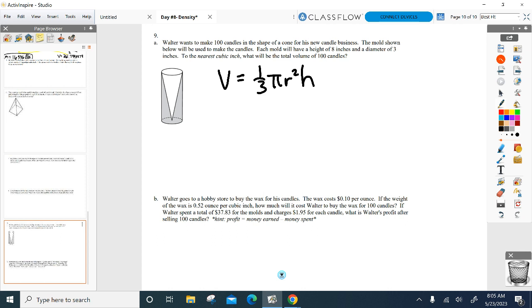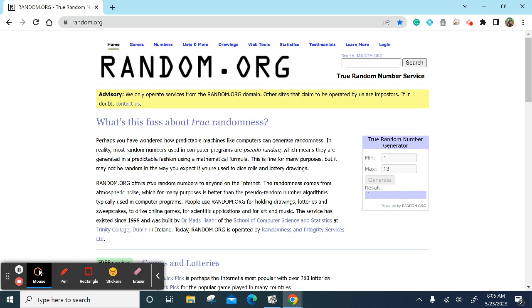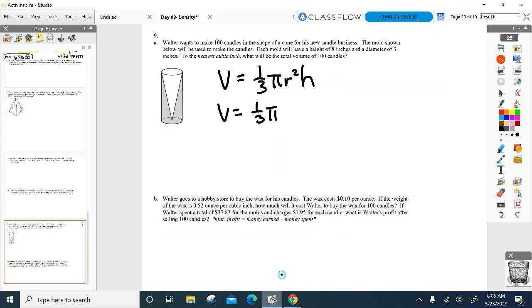All right, can you help me fill it in then? Volume equals 1/3 pi. What do you got for me next? Radius? 1.5. Good job. And how about the height again? 8. Yep. Now remember, this is for one candle we're going to calculate, right? This is only for one candle.